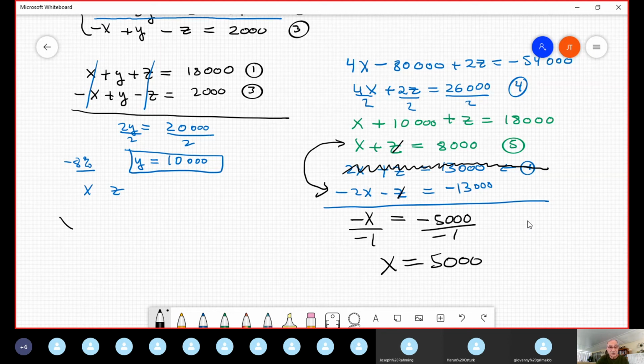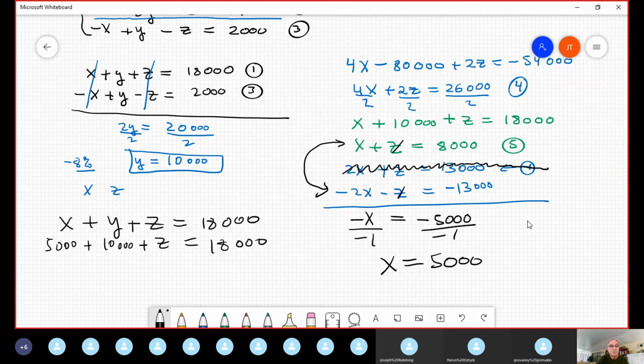In order to find z, it's super easy because I know the total. So remember the first equation is x plus y plus c is equal 18,000. I know that this is 5,000. I know that this is 10,000. And I have no idea what is c. This and this together is 15,000. And subtraction, 18 minus 15 is 3,000.